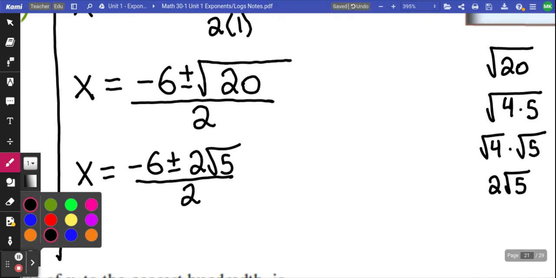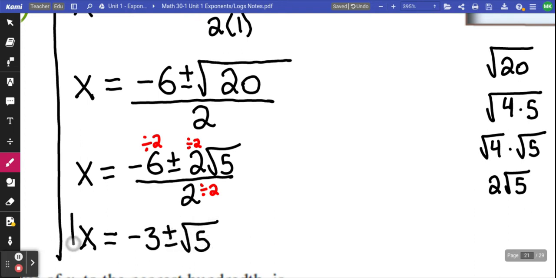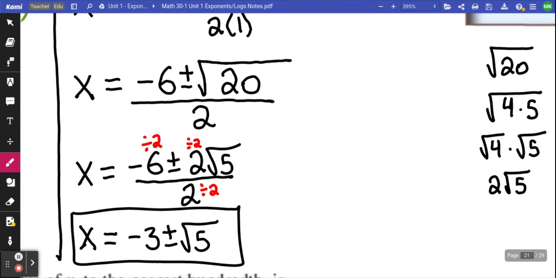And now Amelia's question of, can't you divide everything by 2? Yes, you can now, because you have a coefficient in front of this radical. So you can divide all coefficients by 2. Divide this by 2, this by 2, this by 2. Your final answer as an exact value would be negative 3 plus or minus root 5. You could put that in your calculator if you want to know the decimal values. I'm going to leave it like that. That's an exact value in simplest form.